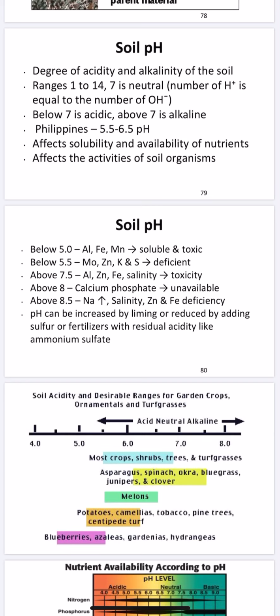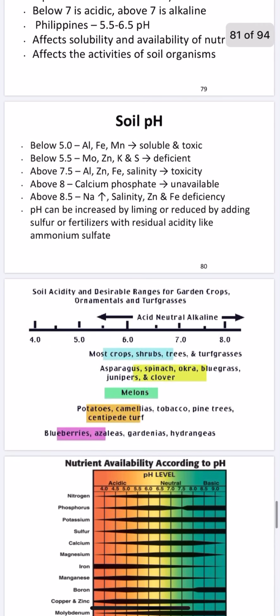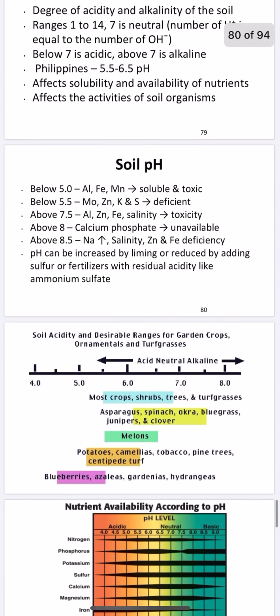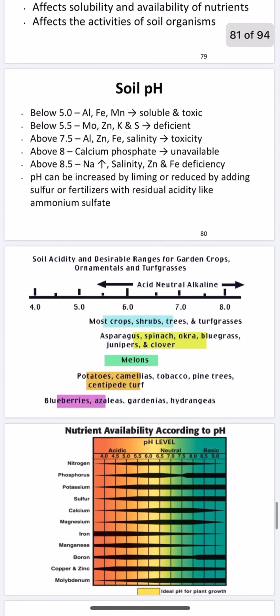So in the Philippines, our pH ranges from 5.5 to 6.5, which actually is favorable for the growth of crops, and it affects solubility and availability of nutrients and also affects the activities of soil organisms, like the microbes that are very important, or also alters the growth of plants.